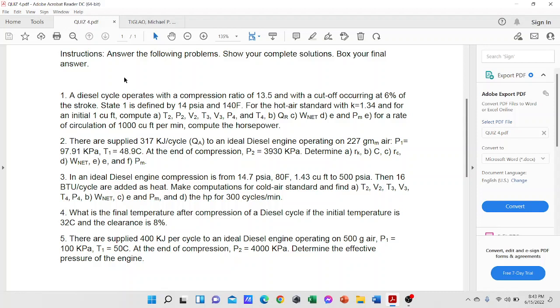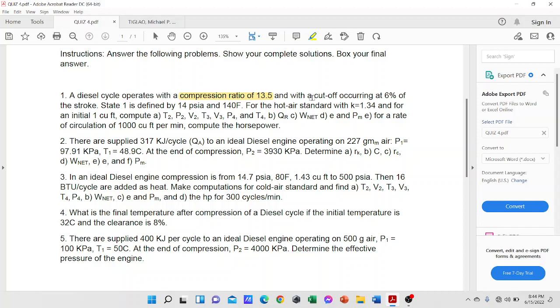Also compute the heat rejected, net work, efficiency, and mean effective pressure, and for a rate of circulation of 1,000 cubic feet per minute, compute the horsepower. So, if we analyze the problem, we are given the compression ratio rk of 13.5, with the cutoff occurring at 6% of the stroke. Here the cutoff ratio is not given, so let's not be confused, because it says cutoff occurring at 6% of the stroke.